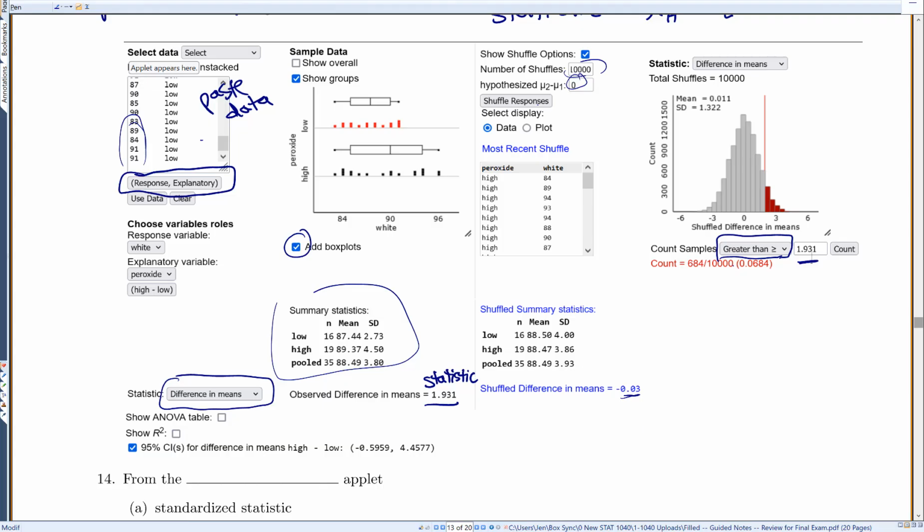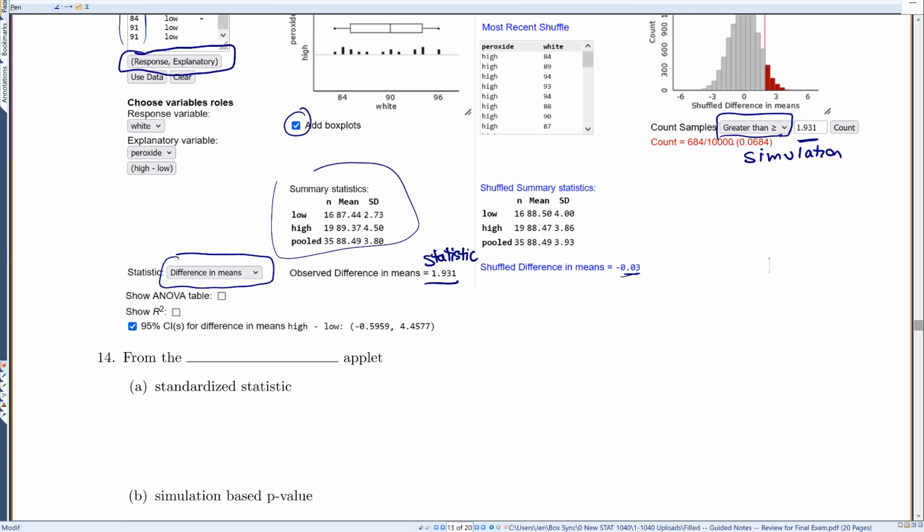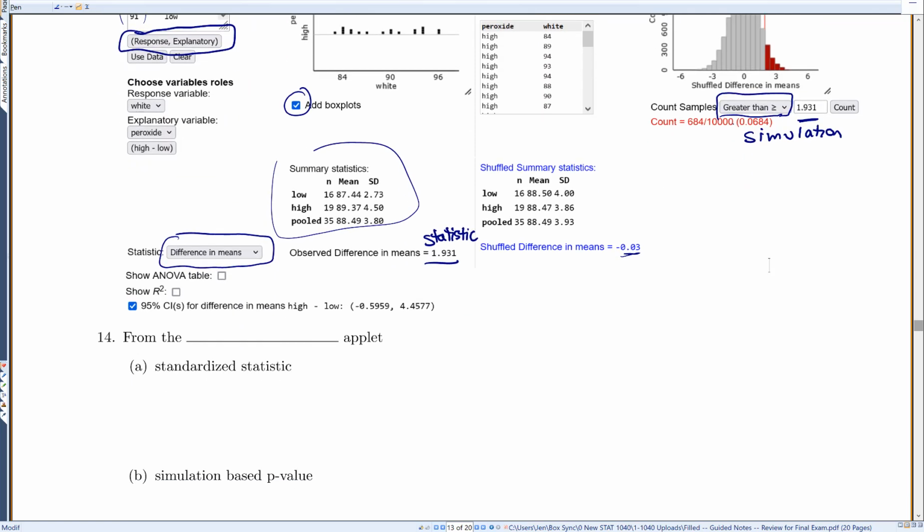You put in your statistic of 1.931, and you get a simulation-based p-value of 0.0684. And I don't know why they didn't put a theory-based one on this applet, though all the other applets have one. So that's just our simulation p-value. So from the multiple means applet, let's find our standardized statistic.